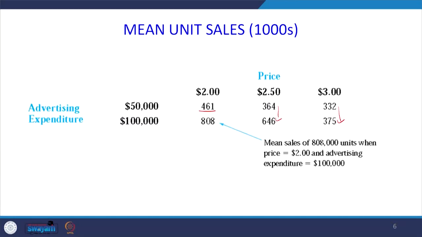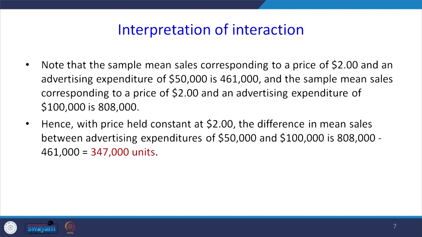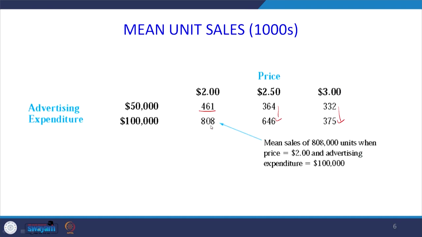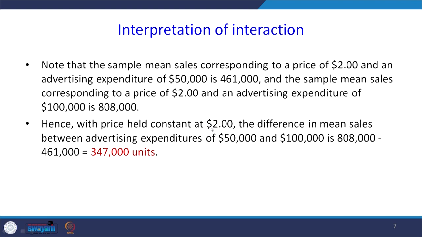I am going to interpret the mean unit sales against advertising expenditure. Note that the sample mean sales corresponding to the price of $2 and an advertising expenditure of $50,000 is $461,000. And the sample mean sales corresponding to the price of $2 and the advertising expenditure of $100,000 is $808,000. I am referring to these two, 461 and 808. Hence, with the price held constant at $2, the difference in the mean sales between advertising expenditure of $50,000 and $100,000 is $808,000 minus $461,000, the difference is $347,000.